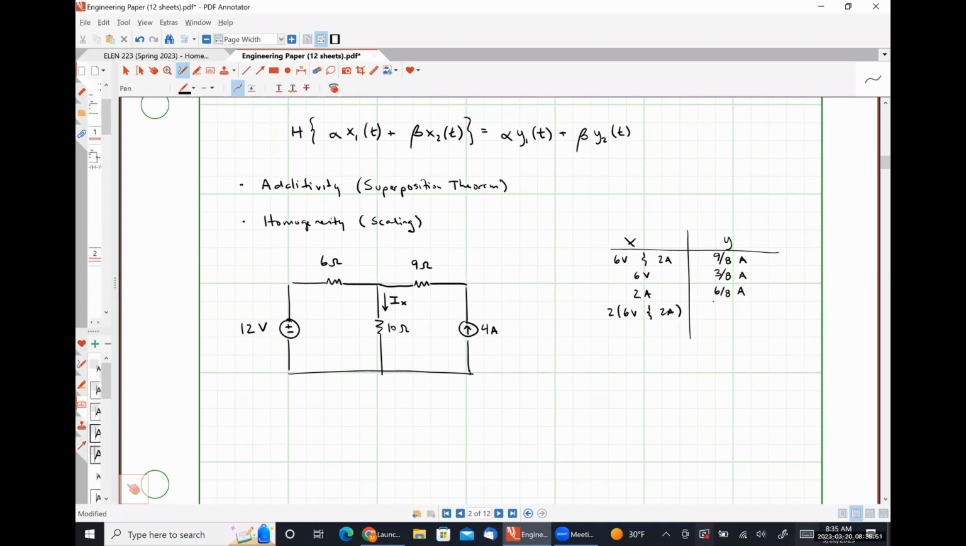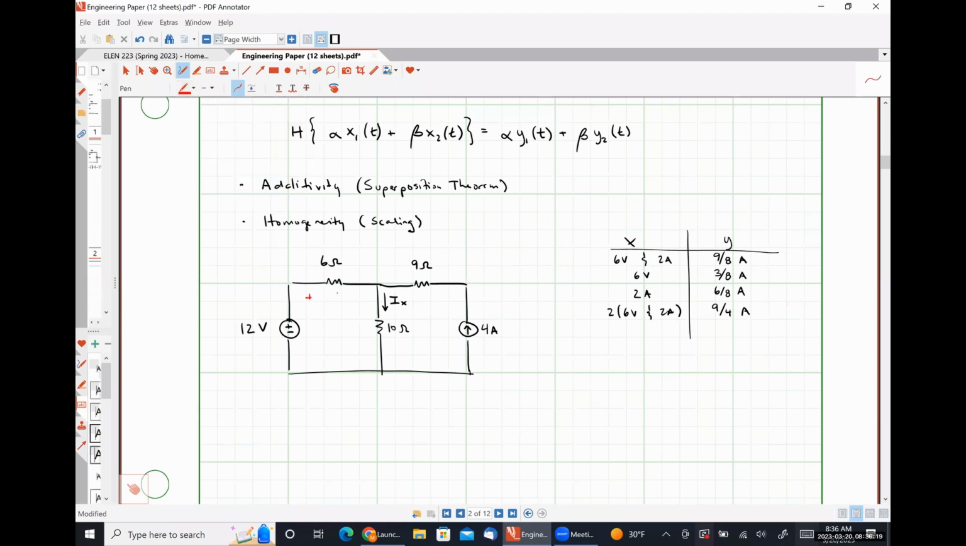So what do we think the output is supposed to be? Nine over 4 or 18/8. Either way is fine by me. So this is what our expected output should be using the scaling factor or scaling principle when we're scaling both inputs, right? So let's analyze it and see that that's true.